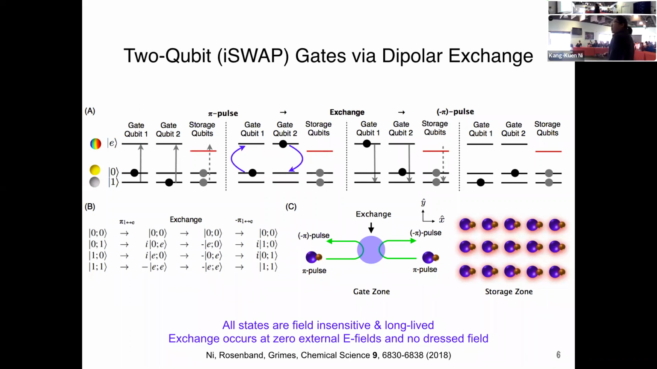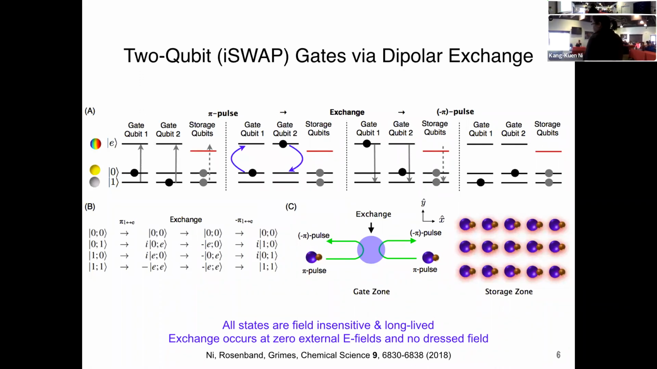We can do a pi pulse to go from the 1 state to the rotational excited state, then wait just the right amount of time for dipolar exchange interactions, and then bring whatever the result of that back down into the 1 state in a global pulse, while shifting the storage qubits off resonance, to complete a sequence of the iSWAP gate. Before I get into the truth table here, the important thing for experimental consideration is that all the states are field insensitive.